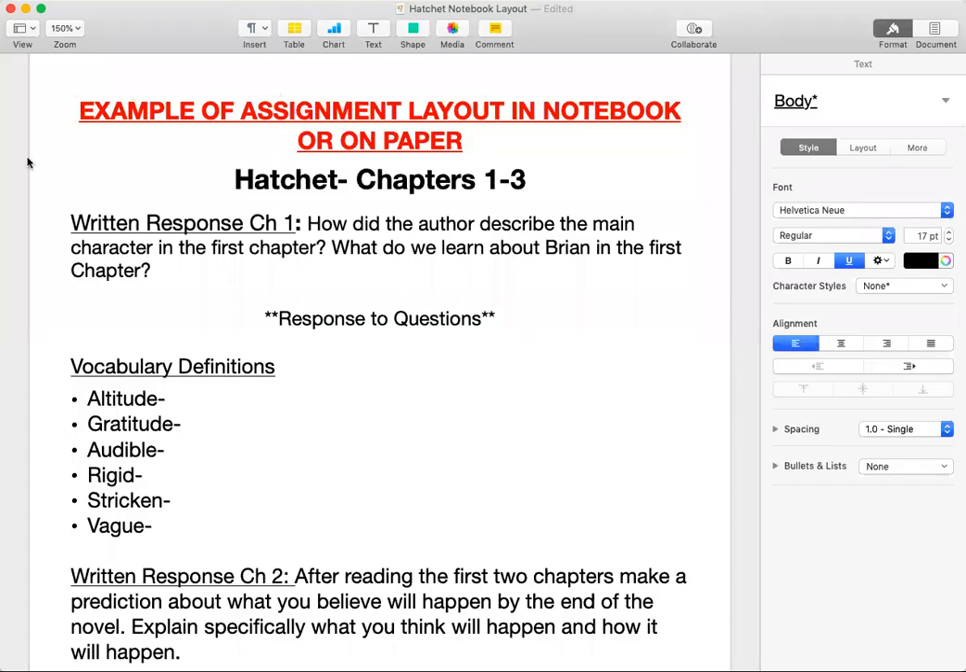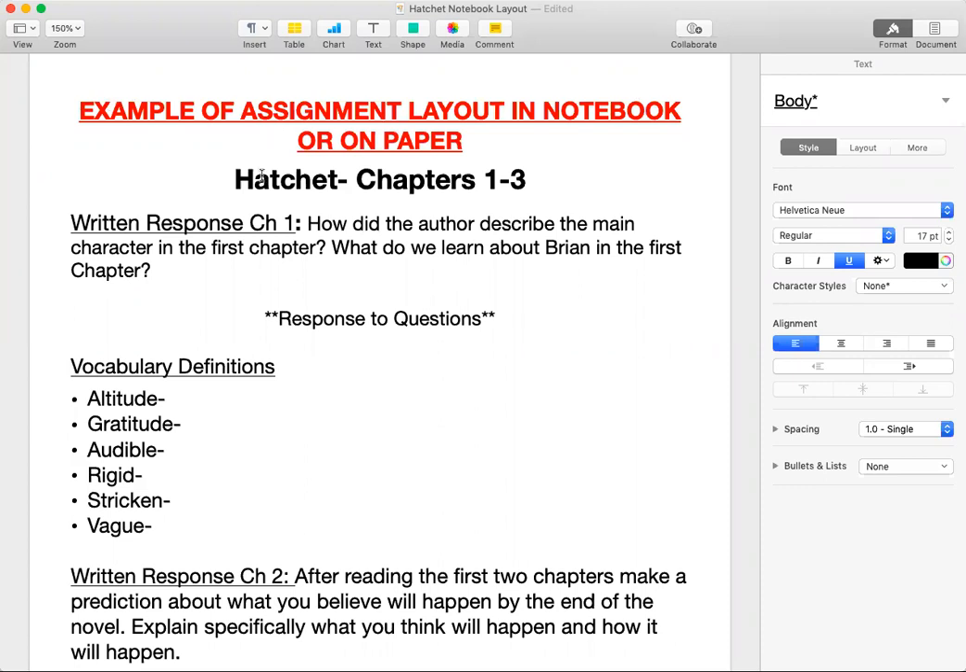Hi guys. So I wanted to give you an example of what your paper or notebook should be looking like as you go through the assignments for Hatchet. So I put together a little layout for you. It's just an example. As you can see at the top, I wrote an example of what your layout should look like. And this is either on your notebook or the piece of paper if you didn't have a notebook to use.